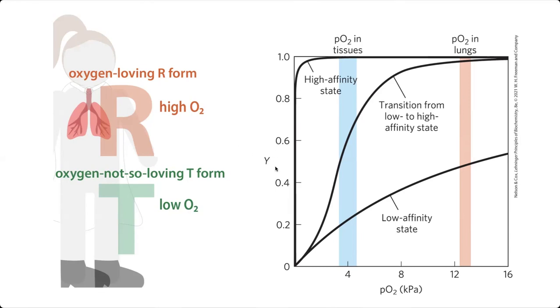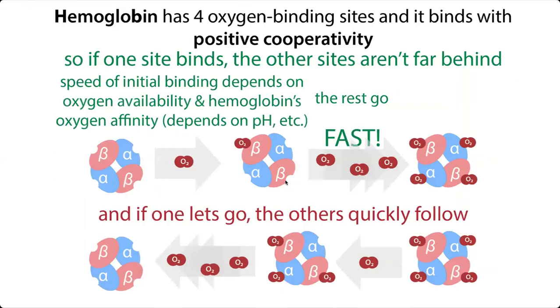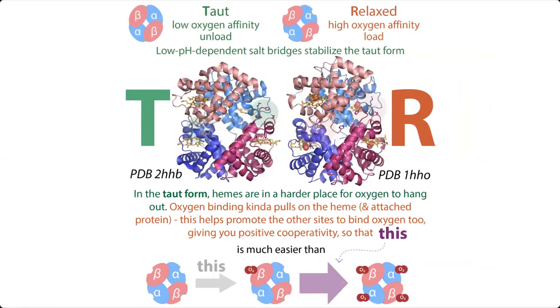And so our Y is telling us what proportion of the hemoglobin sites are bound. But remember that because we have this cooperative nature, you're not going to see most of them have 2 bound. Instead, it's more likely that half of them are unbound and half of them are fully bound. So half would be in that T state and unbound, and half would be in the R state and bound.